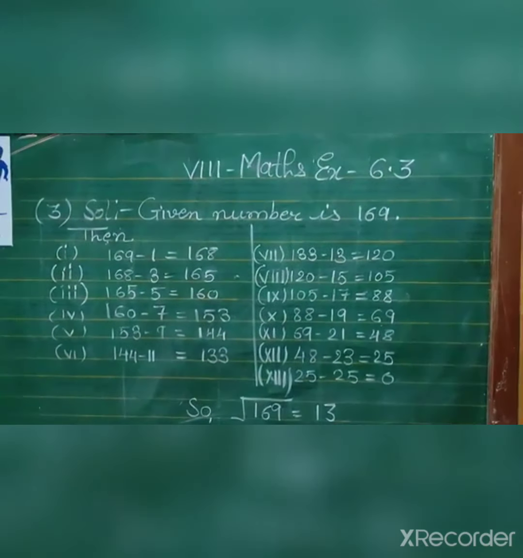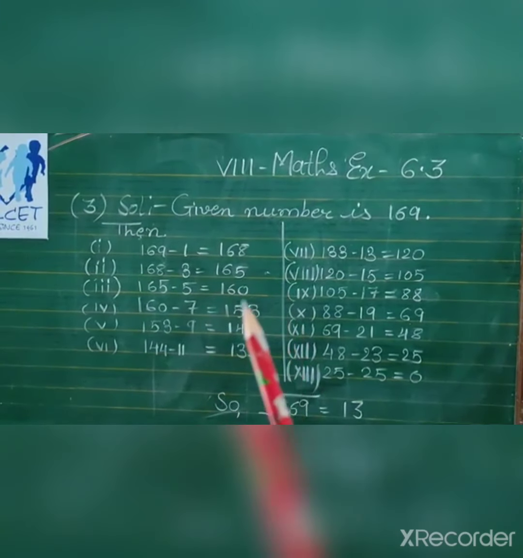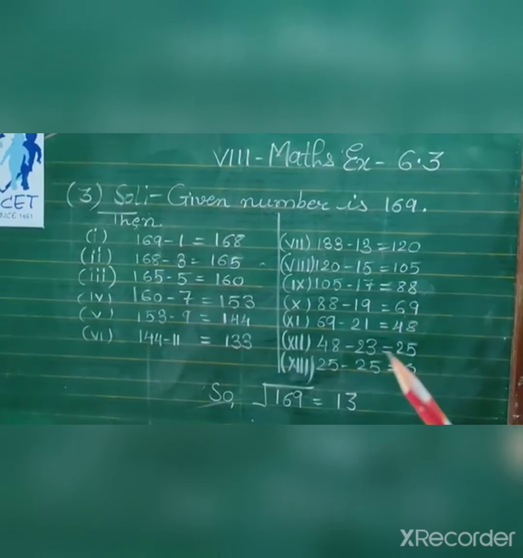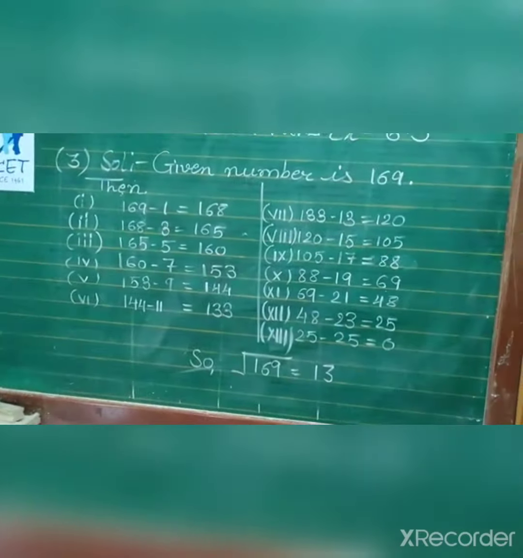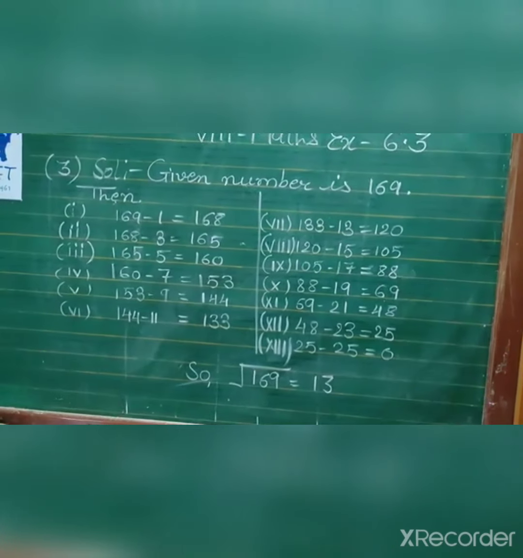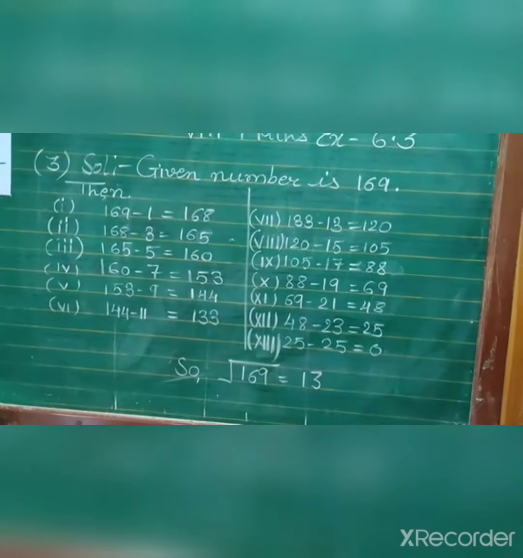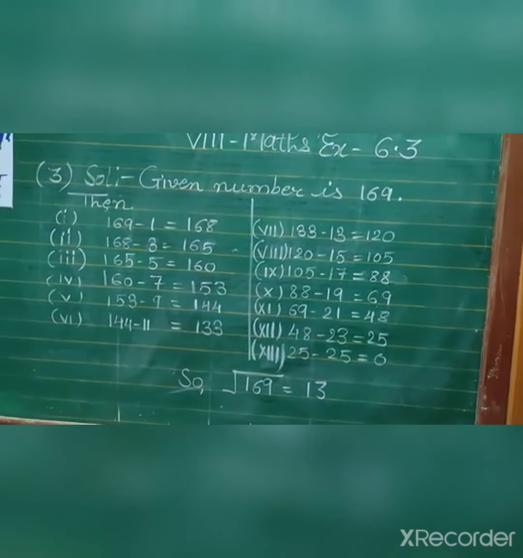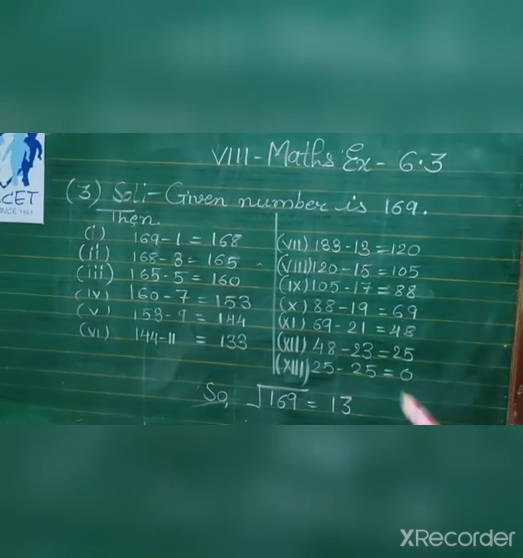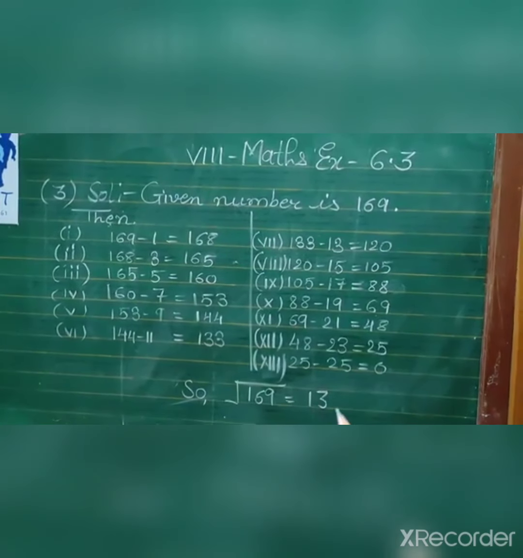Now you can see on the green board, the given number is 169. In the first step, subtract 1, then 3, then 5, 7, 9, 11, 13, 15, 17, 19, 21, 23, 25. You can see that when we subtract each number from 169, at the 13th step we are getting 0. So the meaning of this is that the square root of 169 is the 13th step, that means 13.